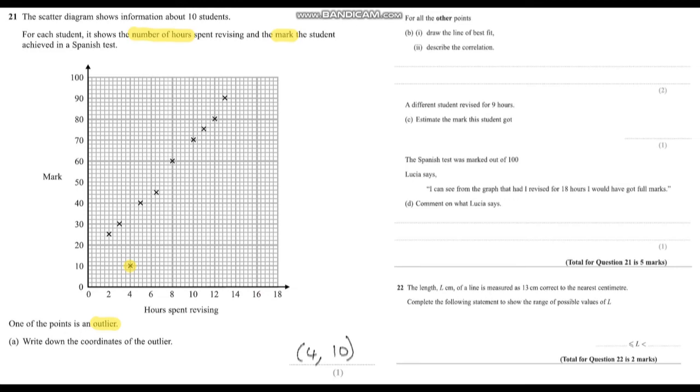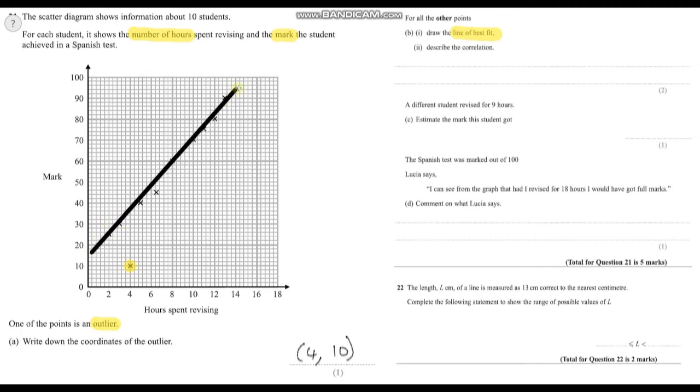Okay, part B. For all of the other points, draw the line of best fit. Now, there's a bit of an art form drawing a line of best fit. So let me just get my line tool out. So whenever you're drawing a line of best fit, you want to get obviously the direction correct, and you want roughly half the number of points on one side and half on the other side.